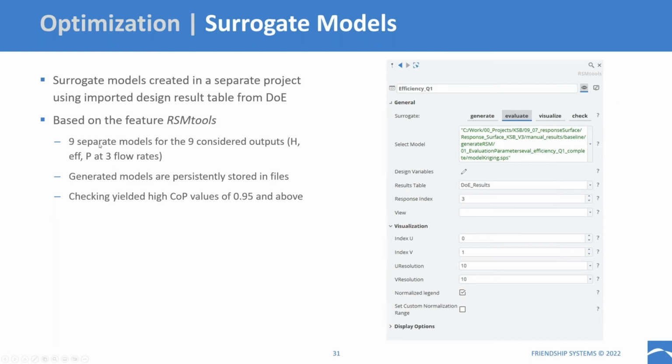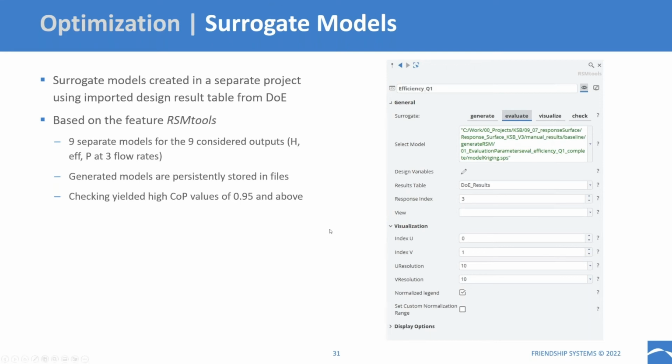We have 9 objective values here: the 3 head, efficiency, and power at the 3 flow rates. So we needed to create 9 separate surrogate models, one for each of these outputs. And these models that are generated are stored in a file. So once you generate them one time, they are stored on your PC. It doesn't take long. It takes a few seconds to generate, but still they are there.